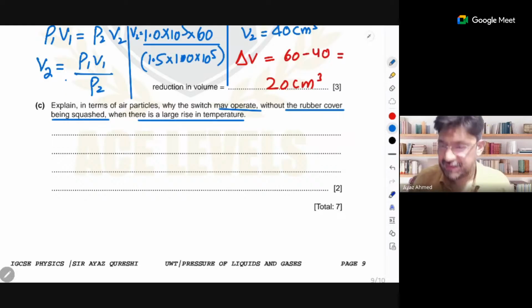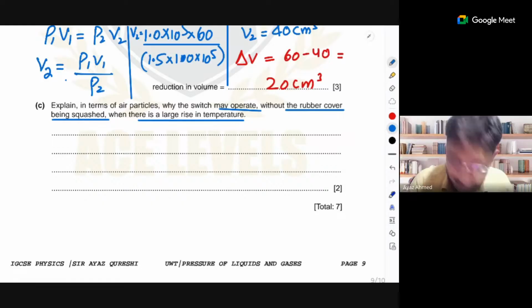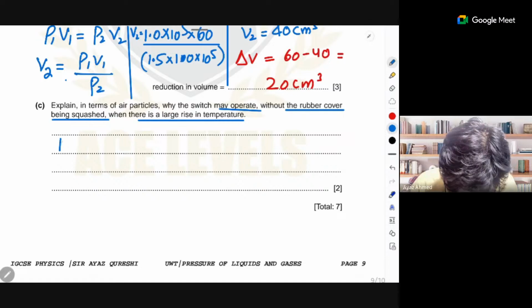Good question. A large rise in temperature makes the particles move faster. They hit the walls more often with more force. This increases the pressure inside, hence the switch can be turned on. Perfect. The molecules get more kinetic energy.